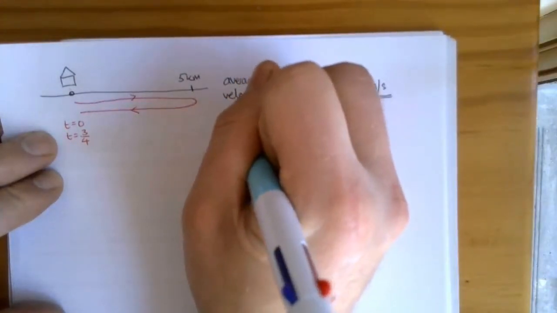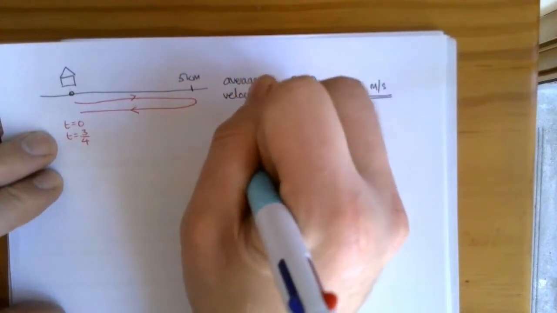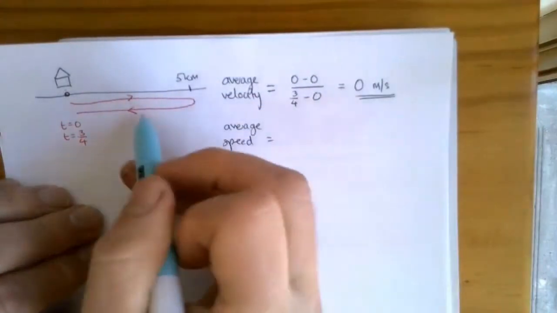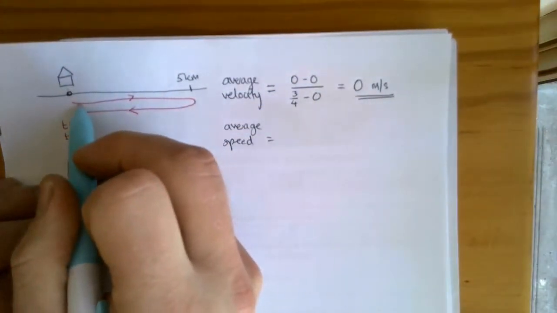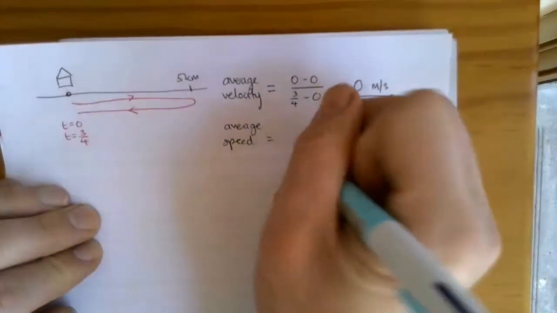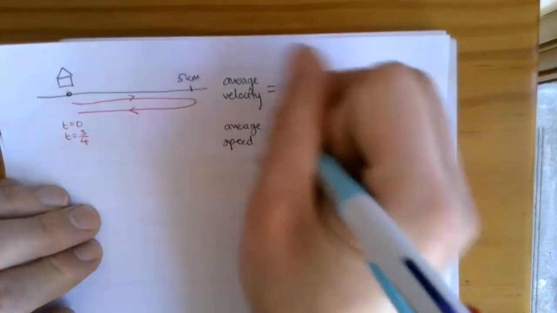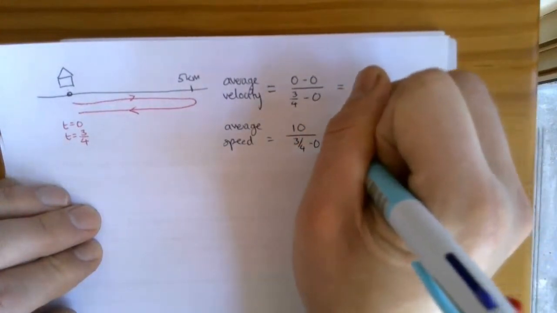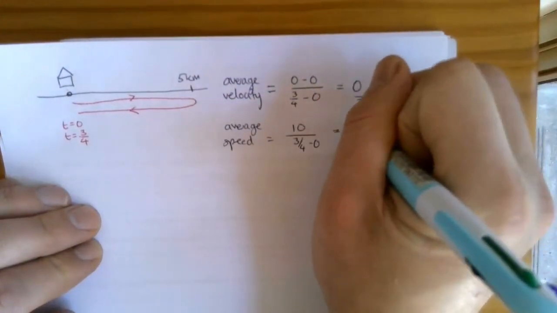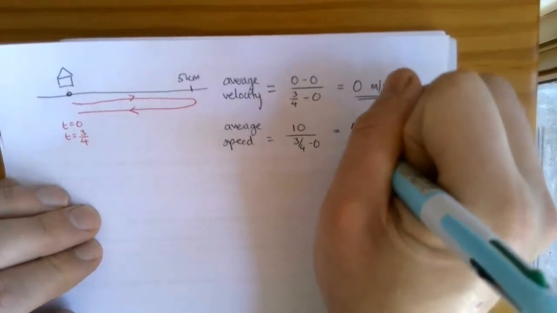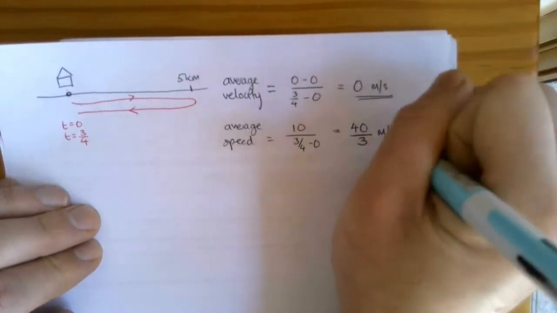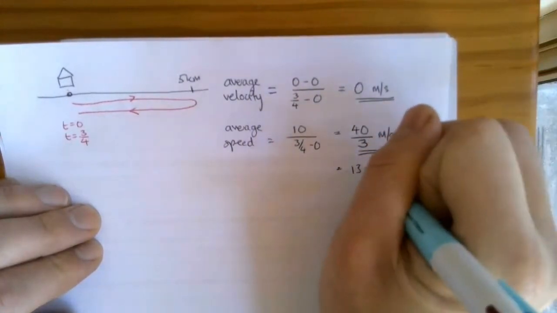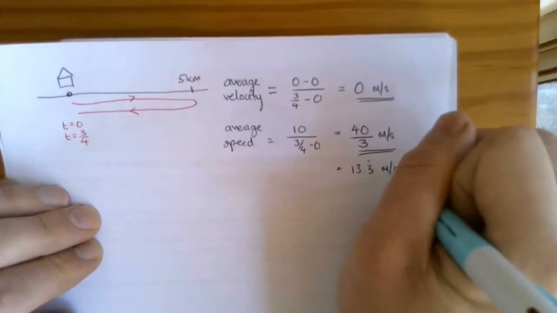Average speed is different though, because the average speed takes into account not the change in position, but the distance travelled. And so the distance travelled over this period is 10 kilometers, and then the time that has elapsed is 3/4 of an hour. So it's 10 divided by 3/4, so it is 40/3 kilometers per hour, or in other words, 13.3 kilometers per hour.